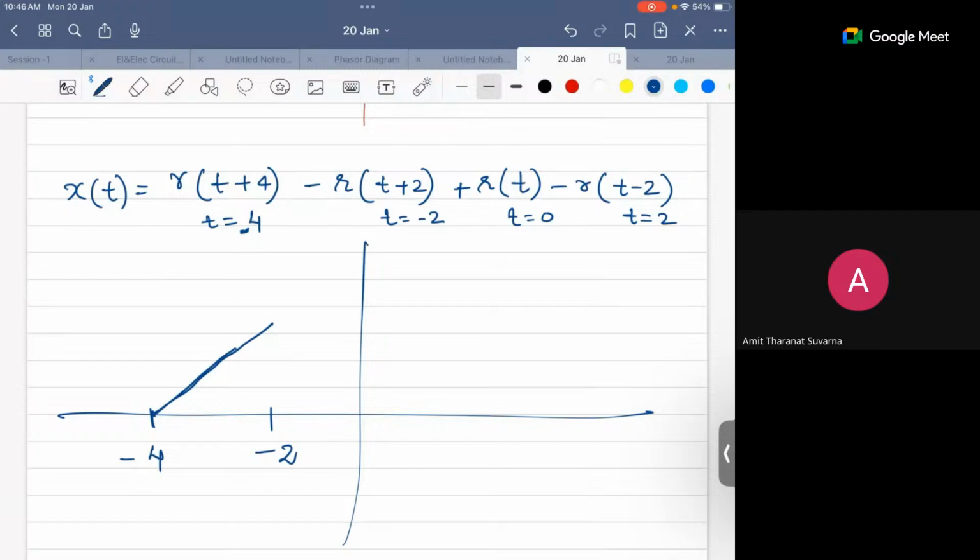Okay. So now it will start. The slope is what? Slope is 1. Now at -2, what is happening? You're just losing slope. So everything you work in the form of a slope.